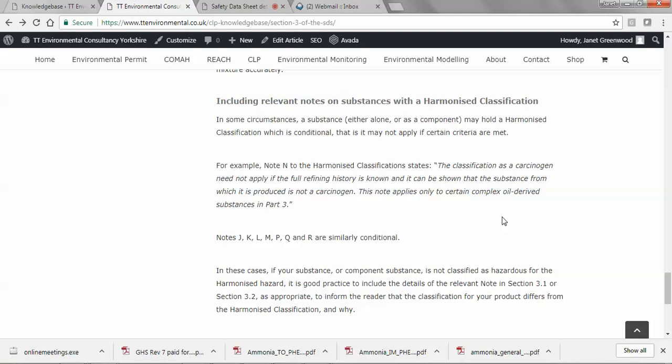If you've got this type of conditional note that affects the classification of your component substance, it's very good practice to actually put note N applies or the other notes which are conditional, because that's then telling the user of your product, hey, we know that you're expecting this to be carcinogenic, but actually we know where it comes from and we know it's not got a carcinogenic feedstock, and actually carcinogenicity is not one of the things that matter.